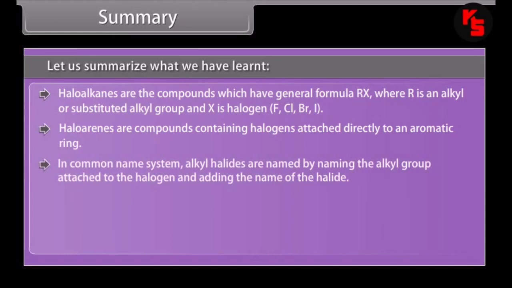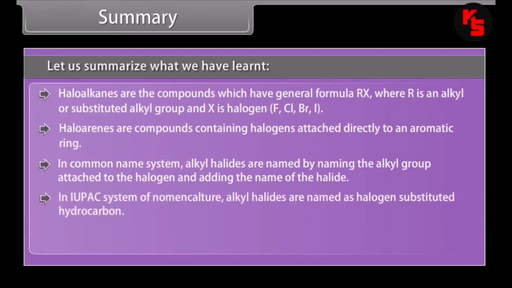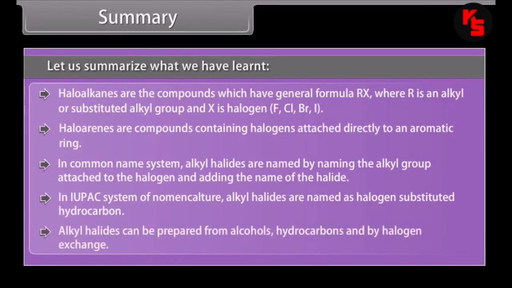In the common name system, alkyl halides are named by naming the alkyl group attached to the halogen and adding the name of the halide. In the IUPAC system of nomenclature, alkyl halides are named as halogen-substituted hydrocarbons. Alkyl halides can be prepared from alcohols, hydrocarbons, and by halogen exchange.